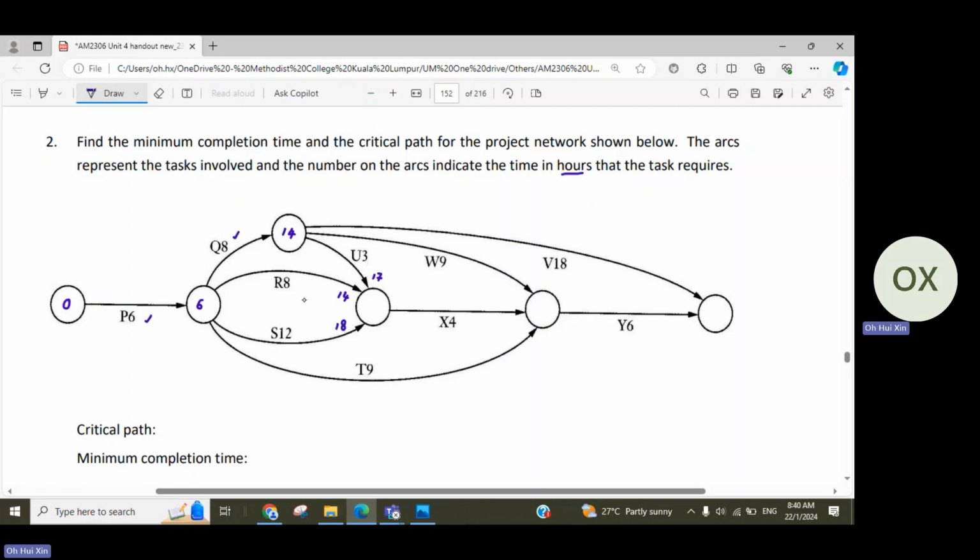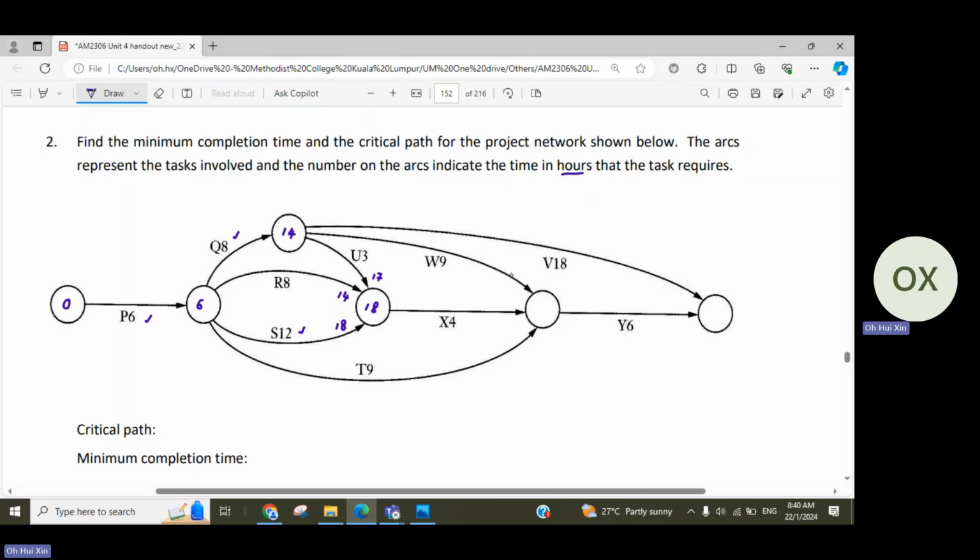Okay, so that's why U and R are going to be completed first, but then we still need to wait for S, then only we can start X. So that's why we have 18 here. And how do we get this 18? It's actually from S. Okay, so a tick at S. Then after that, continue with this part.